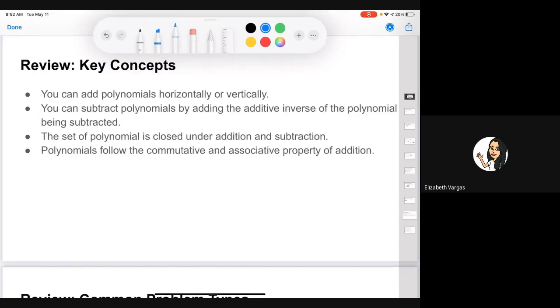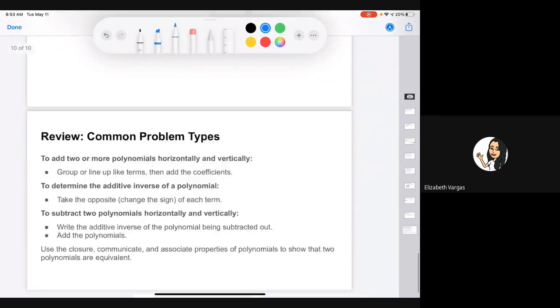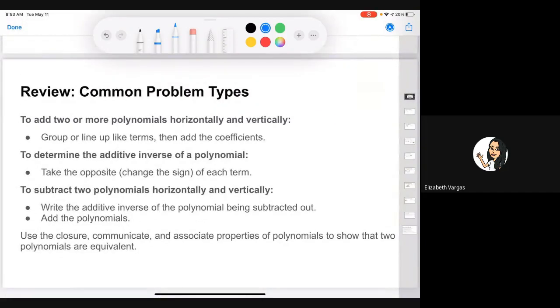Okay, so basically what we learned today is you can add polynomials horizontally or vertically, or you can subtract polynomials horizontally or vertically. And whenever you subtract polynomials, what you actually want to do is rearrange the equation so that you are adding the additive inverse of a polynomial. So basically the additive inverse is just switching those signs. The set of polynomials is closed under addition and subtraction. So we use the closure property for both addition and subtraction. And polynomials follow the commutative and associative property for addition, but they don't do so for subtraction.